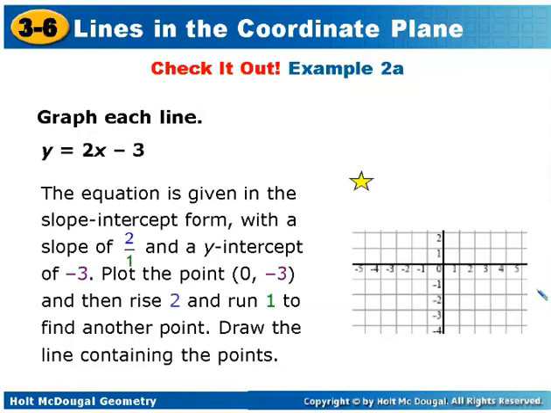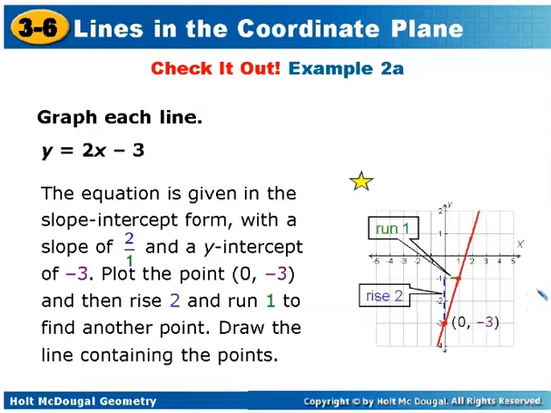So pulling out the slope and the points. I'll plot the first point, what you should have done, and then find your second point. 2/1, draw your line through the points, not just connecting them.